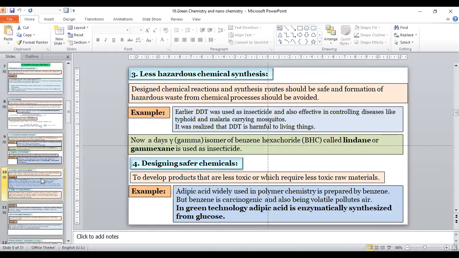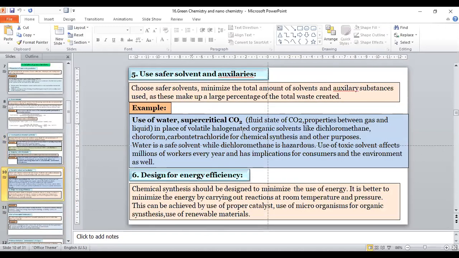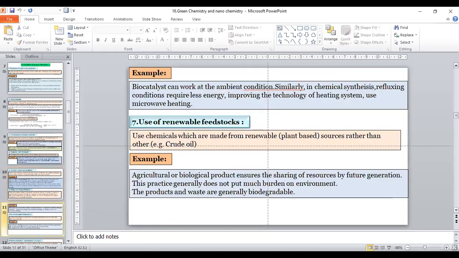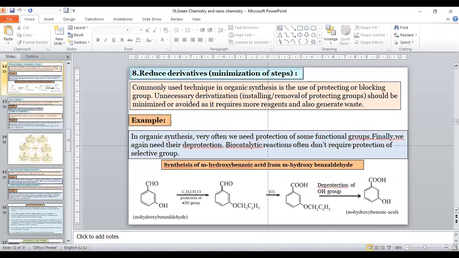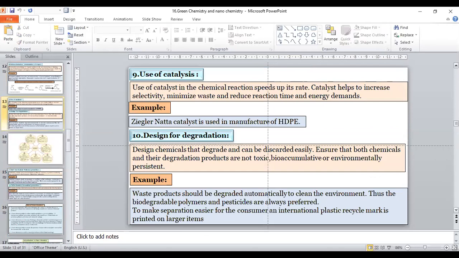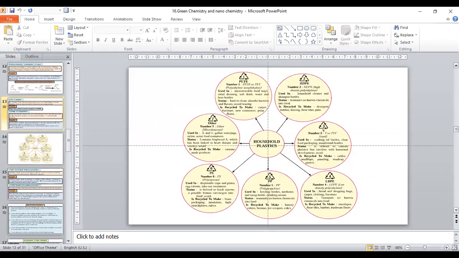It is related to pollution and which techniques and systems are developed for minimizing the pollution. So one question will be asked on these 12 principles, or they can ask any question.